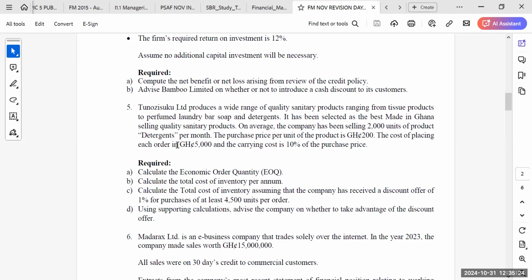The cost of placing each order is 5,000 cedis. It's supposed to be each. Okay.